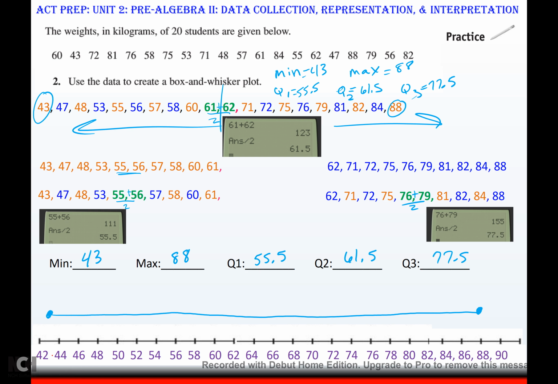Then you add your quartiles. My Q1 is 55.5, which we'll say is about right there. My median, or Q2, is 61.5. We'll call that about right there. And my Q3 is 77.5, which is about right there. And my box goes around the 3 in the middle. And you put your line right there. Okay? That would be my box and whisker plot.